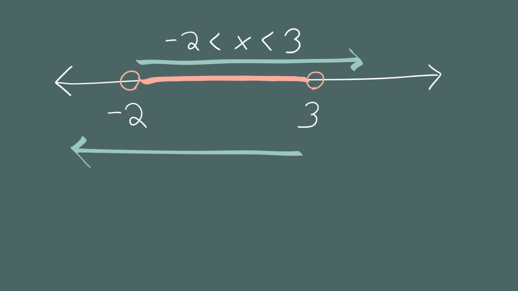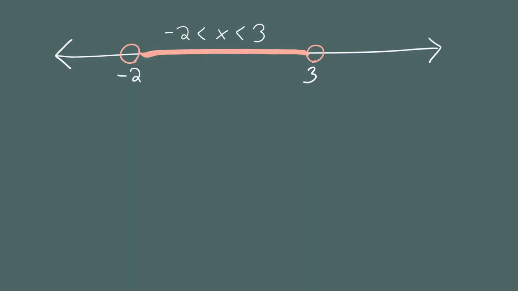It's worth taking a moment and pointing out that this graph and this algebraic expression say the same thing. They both describe an infinite number of real numbers. The interval on the number line is a graphical way to visualize these numbers, and the inequality is an algebraic way to describe these numbers.